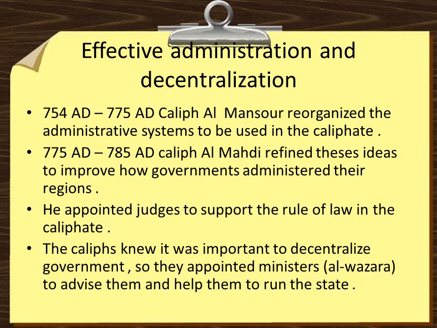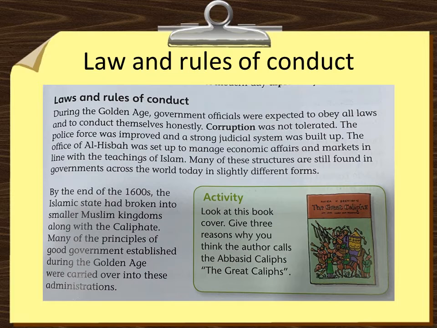The Khalifa knew it was important to decentralize government, so they appointed ministers, as we say ministers, which means al-wuzara, to advise them and help them to run the states. See, these people invented and they started with these ideas, which their ideas are still carried on until our time. Now we have ministers, we have a government, we have rules, we have regulation, but that is not new. That was invented from long time ago.